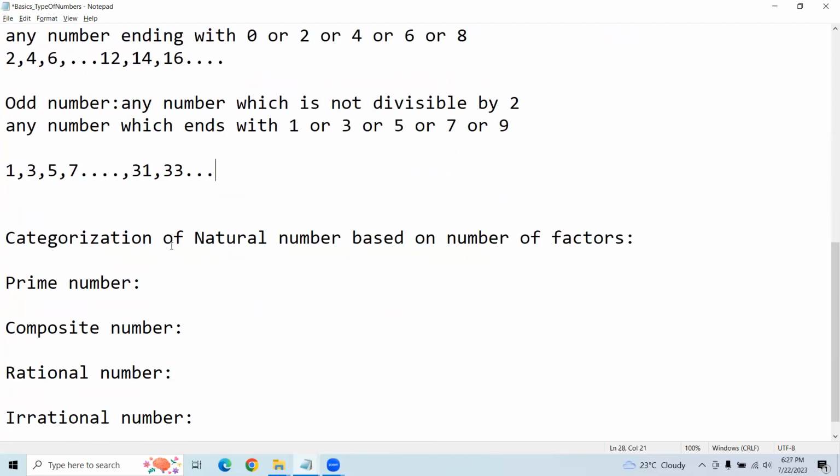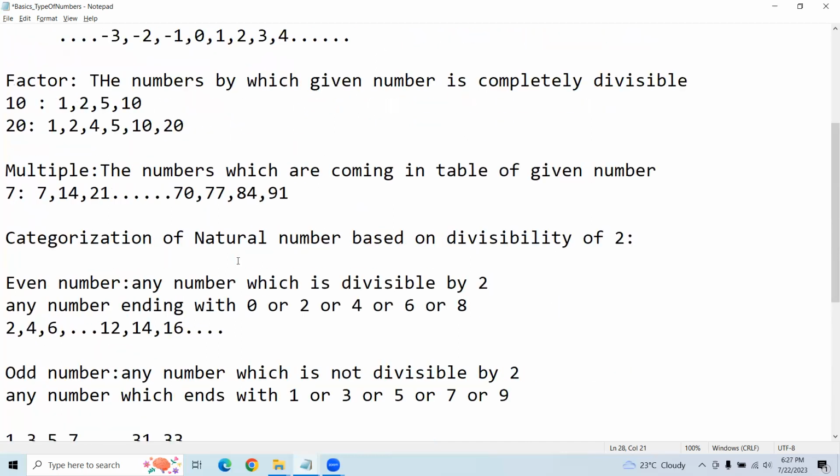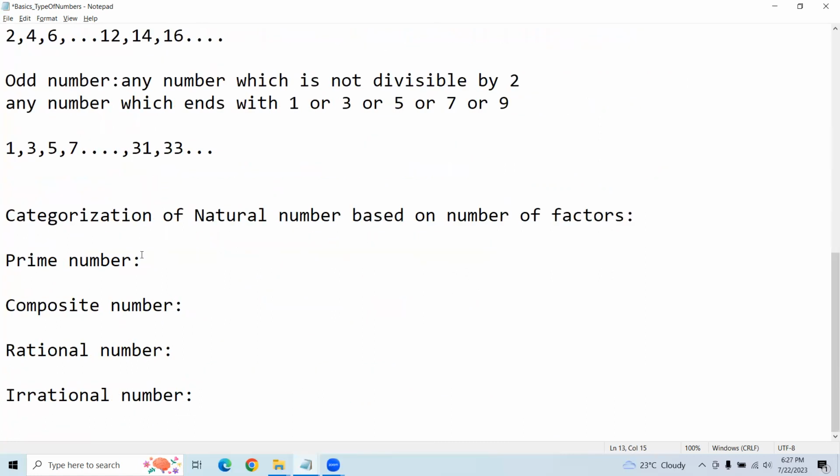Now we will look at the categorization of natural numbers based on the number of factors. So here you see we have written the number 10 and we identified the factors of 10. So how many factors do we have here? 4. So any number which has only 2 factors is called a prime number.